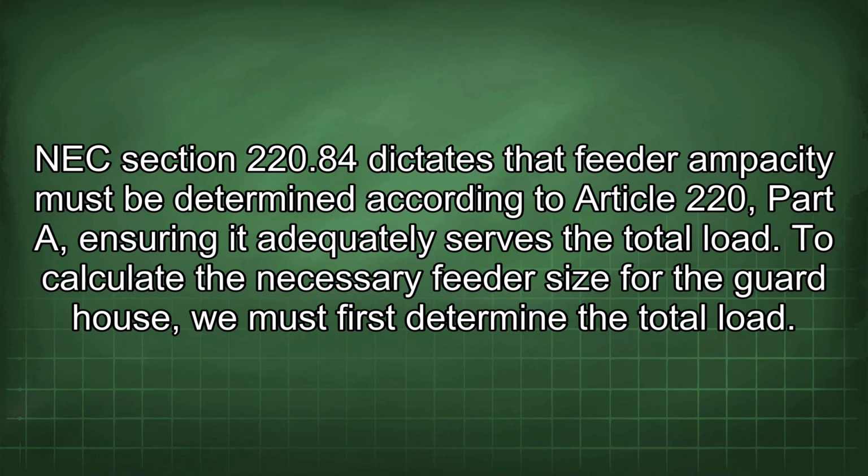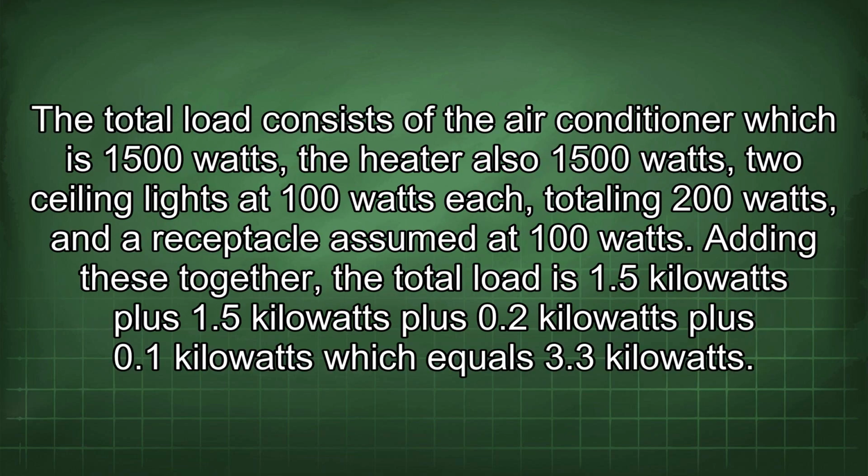NEC section 220.84 dictates that feeder ampacity must be determined according to Article 220, Part A, ensuring it adequately serves the total load. To calculate the necessary feeder size for the guardhouse, we must first determine the total load. The total load consists of the air conditioner, which is 1500 watts, the heater also 1500 watts, two ceiling lights at 100 watts each, totaling 200 watts, and a receptacle assumed at 100 watts.